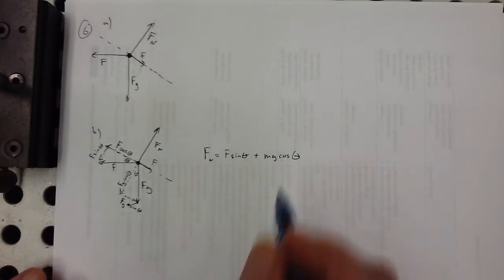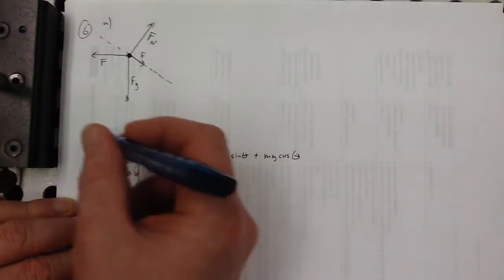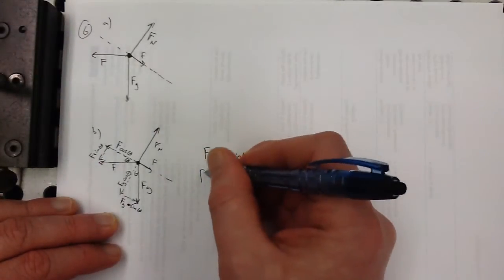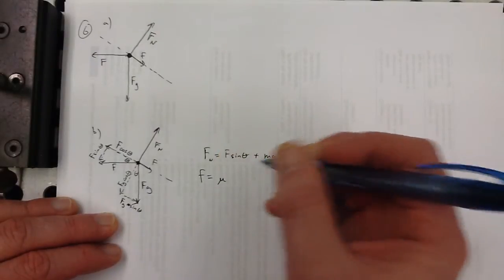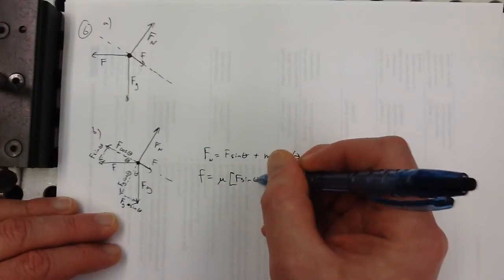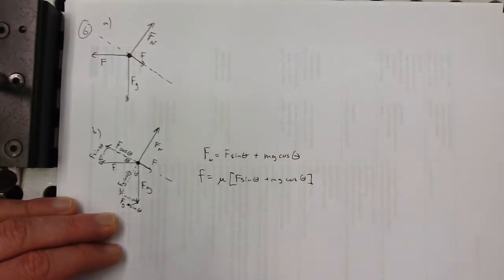Right? I don't know if I even need that right now. I think I need that later in the problem. But that's a fact, right? In the direction, oh no, maybe I do need it because I need to find the frictional force. So friction is equal to mu times the normal force, and that's this: F sine theta plus mg cosine theta. So I think I am going to need that, right?